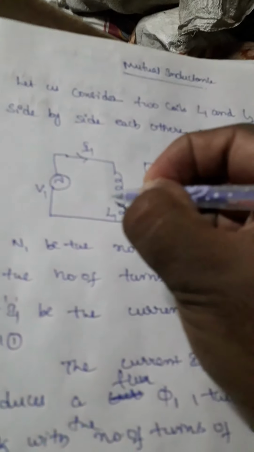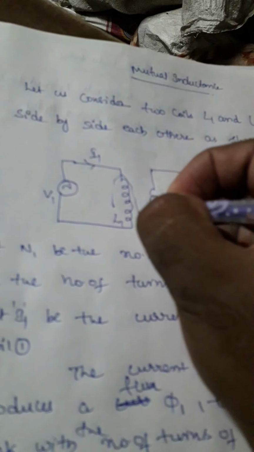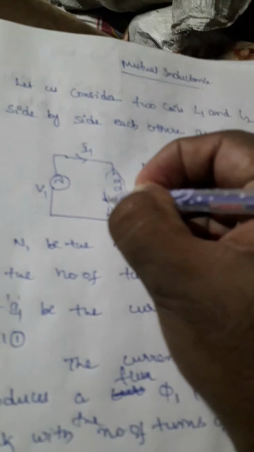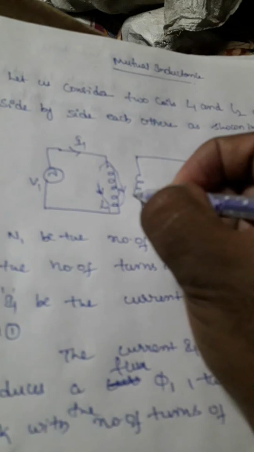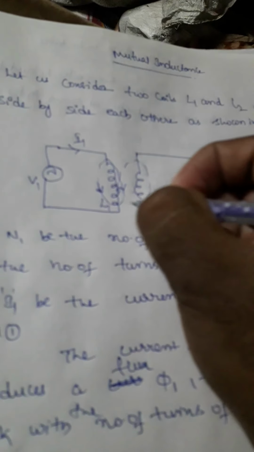Now see here, due to the current I1, the flux is produced not only in coil 1. This is the flux produced in coil 1, and this flux can also link with coil 2. This phenomenon is called mutual inductance.